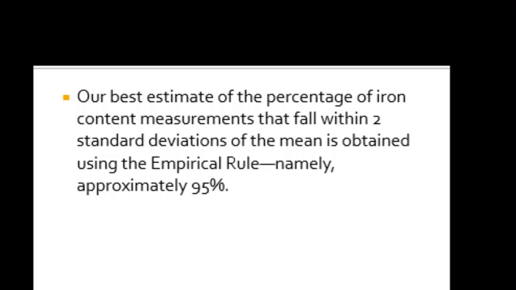Okay, so these are the measures of variation for quantitative data.